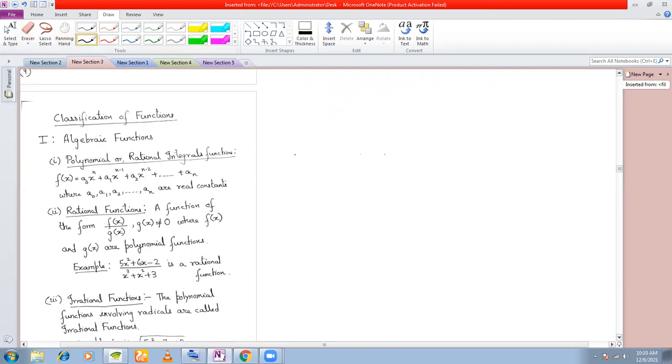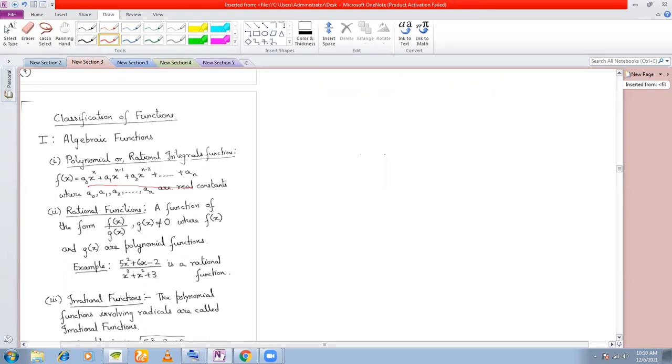Another classification is algebraic function. Algebraic functions have been classified mostly into polynomial function, which you already know. A polynomial will look like this, right? A polynomial of degree 2, degree 3, all that you know. Quadratic polynomial, biquadratic polynomial, cubic polynomial, all that you know, right? So any polynomial is classified under algebraic functions.